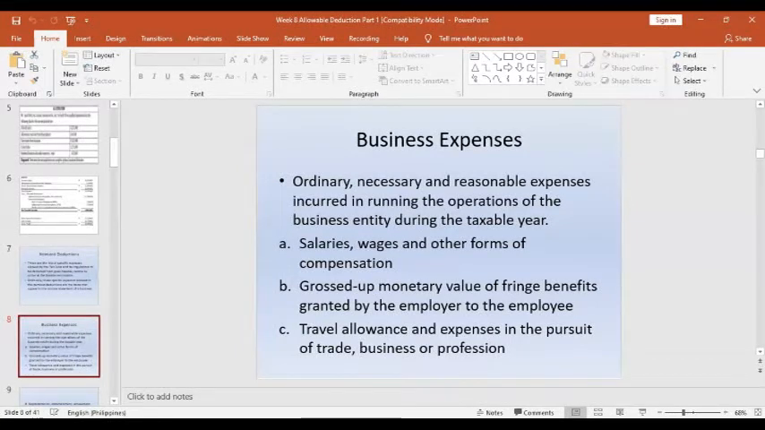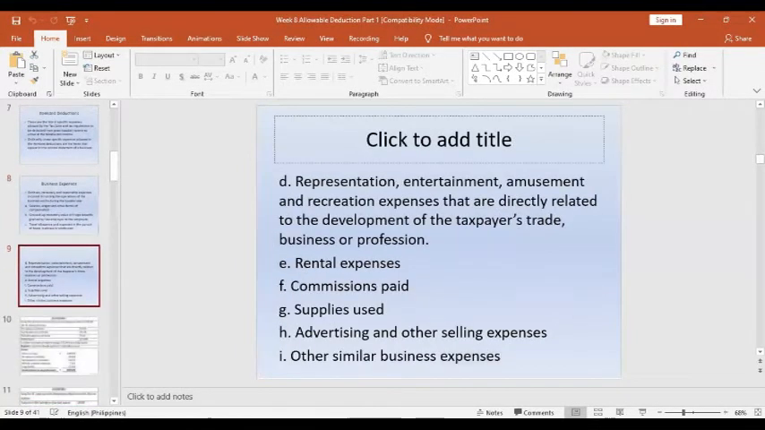And part of the business expense is the grossed-up monetary value of the fringe benefits granted by the employer to the employee. So again, do not be confused. The fringe benefit tax is a final tax on the individual, particularly the managerial employee. But the grossed-up monetary value of the fringe benefit on the part of the business is an expense. And also the travel allowance, expenses in the pursuit of the trade, business, or profession. This is also a business expense. Representation, entertainment, amusement, and recreation expenses, which are related to the development of the taxpayer's trade, business, or profession, can be a business expense. The rental expense, commissions paid to the employees, supplies used, advertising and other selling expenses, and other similar business expenses.